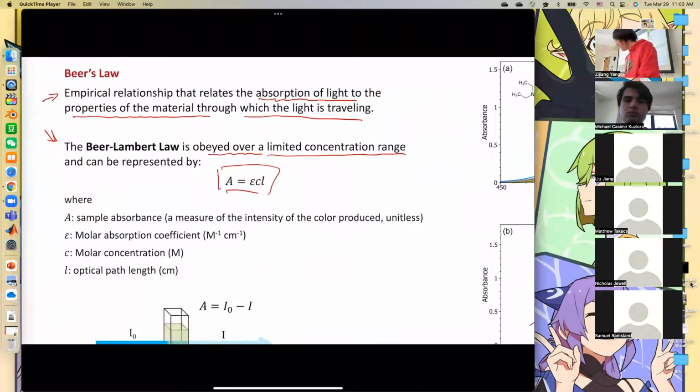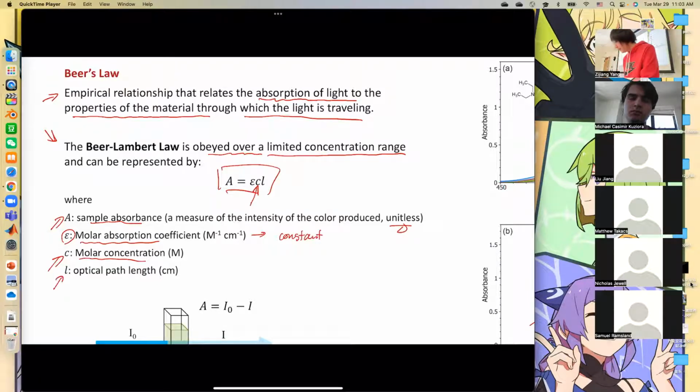In this equation, A refers to the sample absorbance. This is a measure of the intensity of the color produced, and this is a unitless value. And here C refers to the molar concentration. This is the concentration of the chemical in our solution. And the rest of them, epsilon refers to the molar absorption coefficient. We can see that for a given chemical, this is a constant. So this is a fixed value.